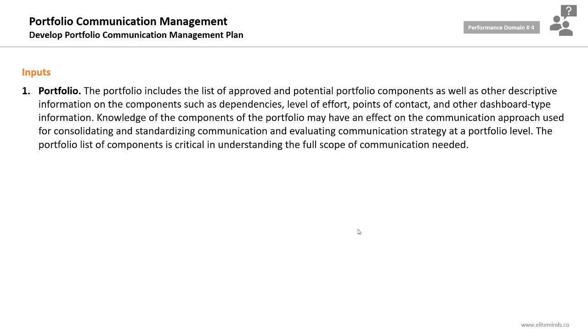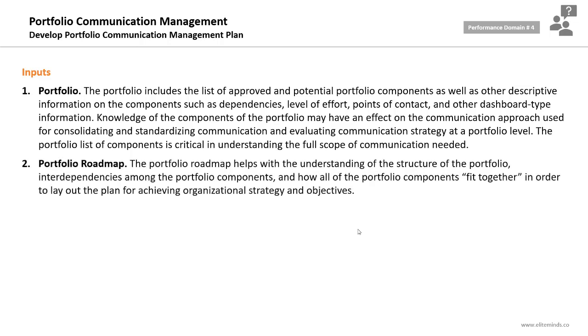Knowledge of the components of the portfolio might have an effect on the communication approach used for consolidating and standardizing communication and evaluating the communication strategy at the portfolio level. The portfolio list of components is critical in understanding the full scope of communication needed. You cannot plan for communication on the portfolio level without understanding and knowing all the portfolio components. This is why the portfolio is the first input to this process.